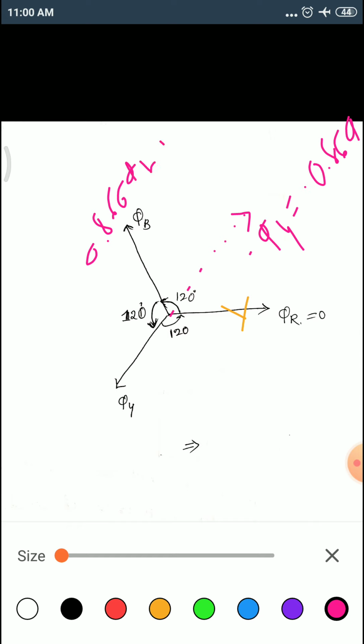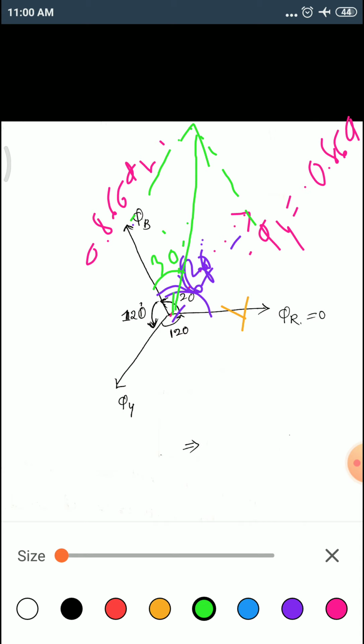Okay, vector addition of these two we are supposed to take. Then, as we know, this total angle is 60 degrees, because we have bisected this: these two are 120 degrees, bisecting gives 60 degrees. And then again we are bisecting this, so therefore the angle will be 30 degrees. Now we require what this one is.